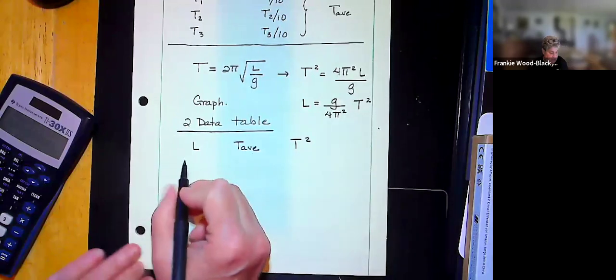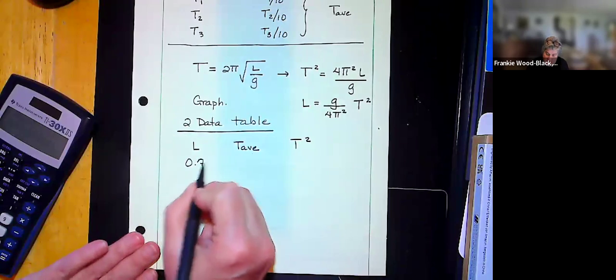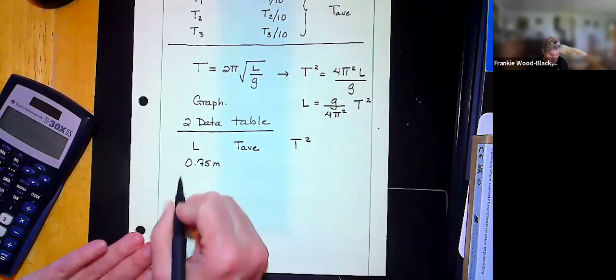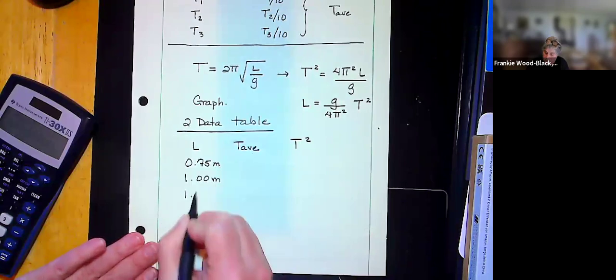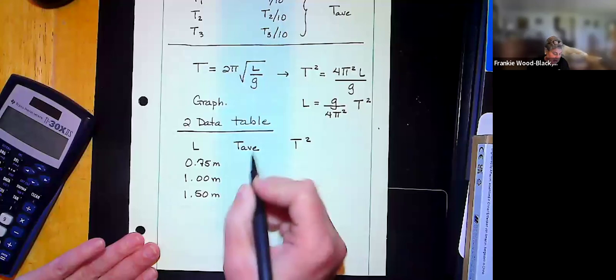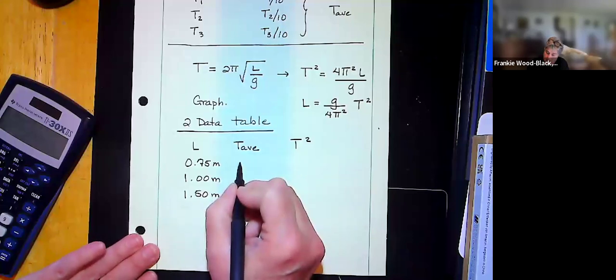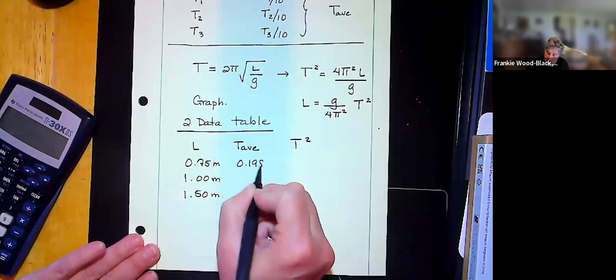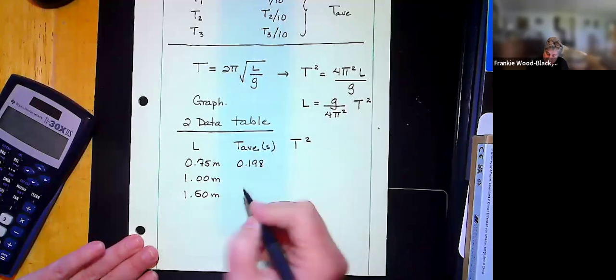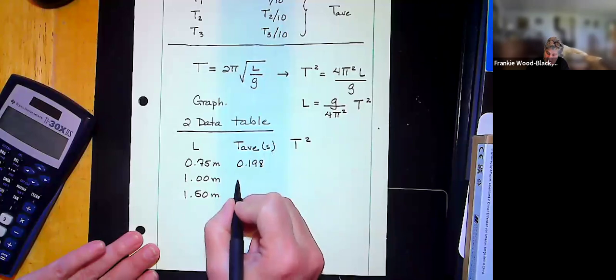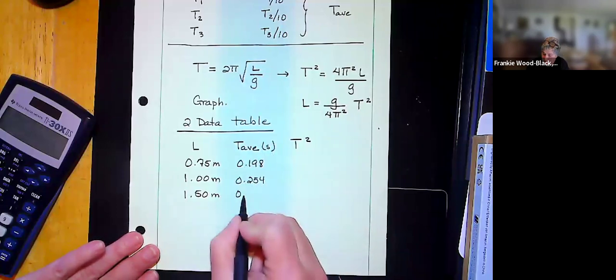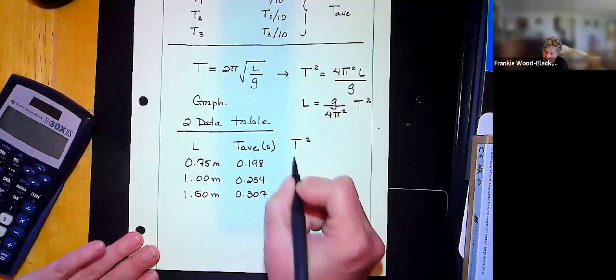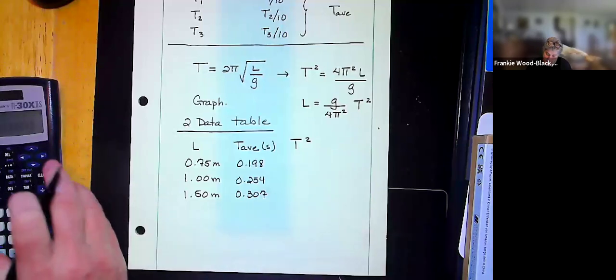So my lengths that I just did were like 0.75 meters, I did 1.00 meters, and I did 1.50 meters, and I got a time average of 0.198, and that's in seconds. I've got a 0.254, and I have a 0.307. I want to go ahead and square each of those.